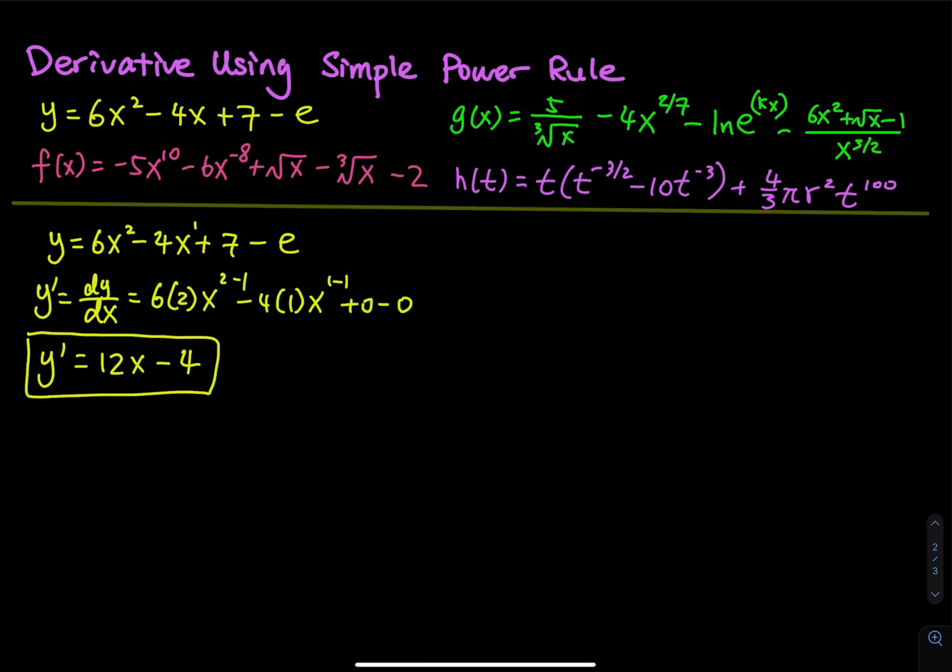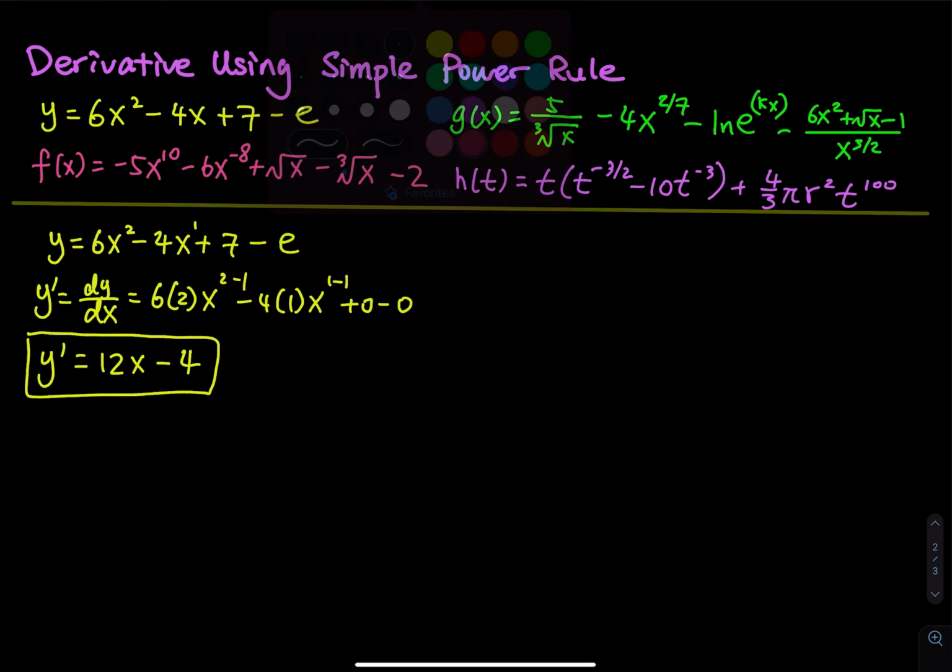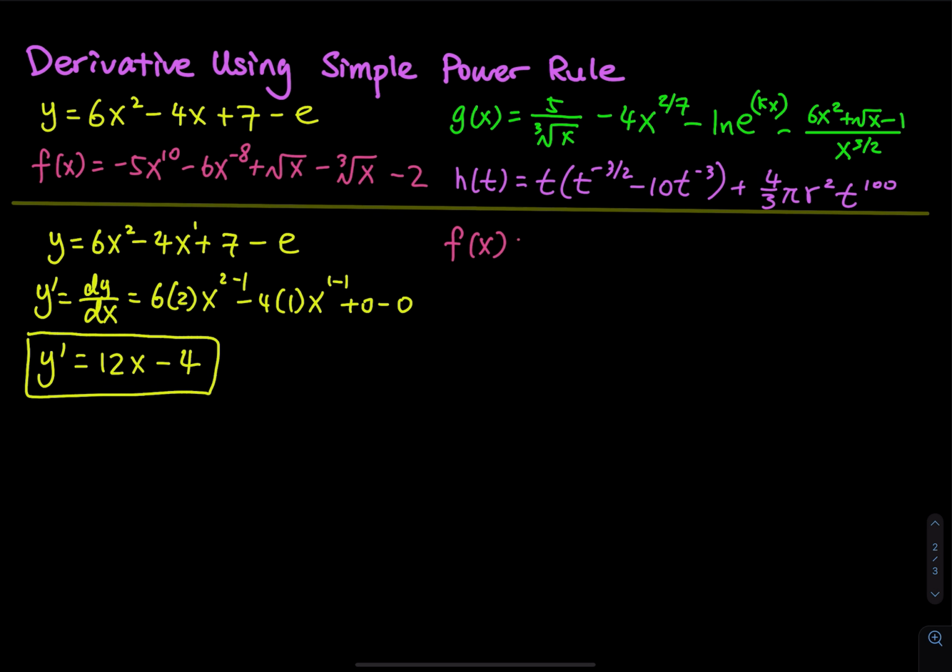And then the next one in pink, so let's match the colors. We have f of x equals negative 5x to the 10 minus 6x to the negative 8 plus square root of x, so that will be a 1/2 power. This is a negative 1/3. And then minus 2. So f prime of x, you can call this df/dx, the derivative of function f with respect to x.